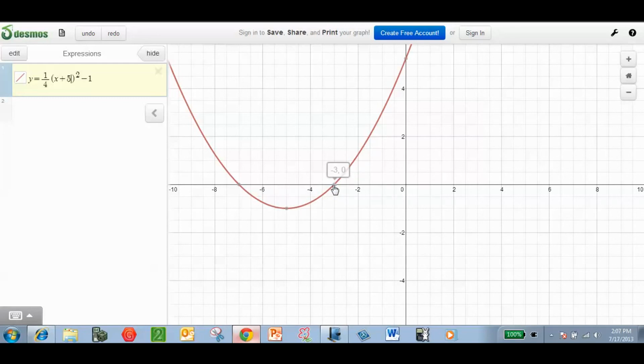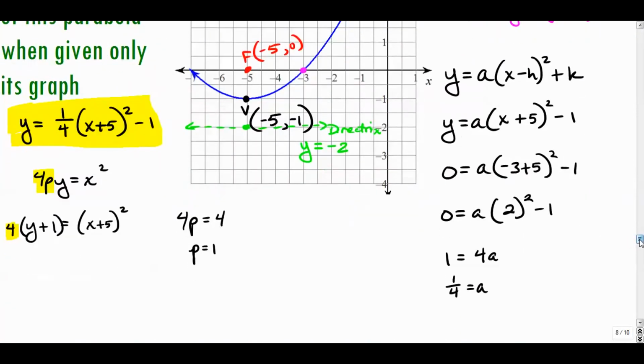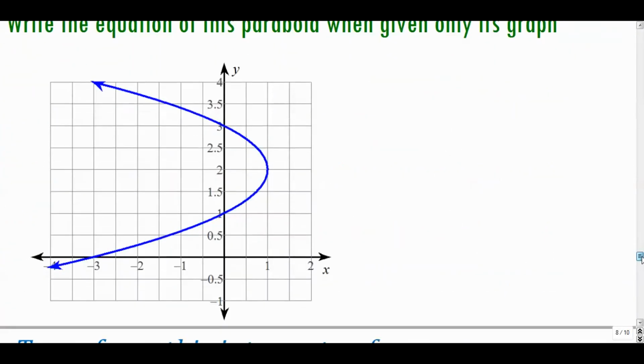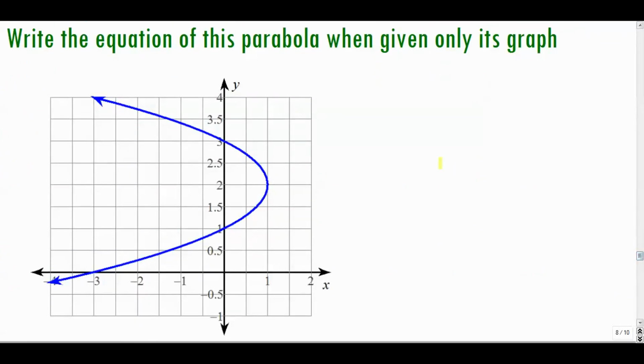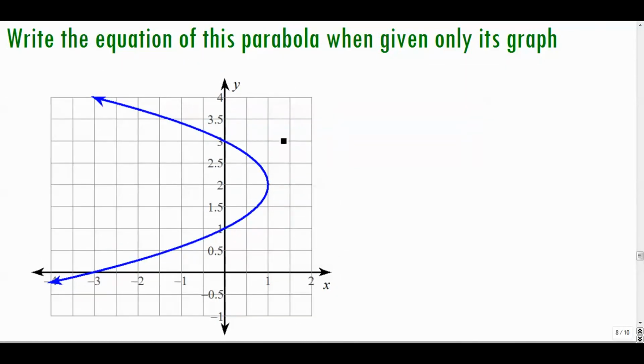Up here, -3, 0 is a point. Over here, -7, 0 is a point. You could have used that as well in our process. But anyway, there are some cool websites that you might want to check out. Let's try this one. It might be a good idea to try this one on your own, see if you can get it. It's a sideways parabola. So pause this right now, give it a shot, see if you can write the equation of this parabola when given only this graph.